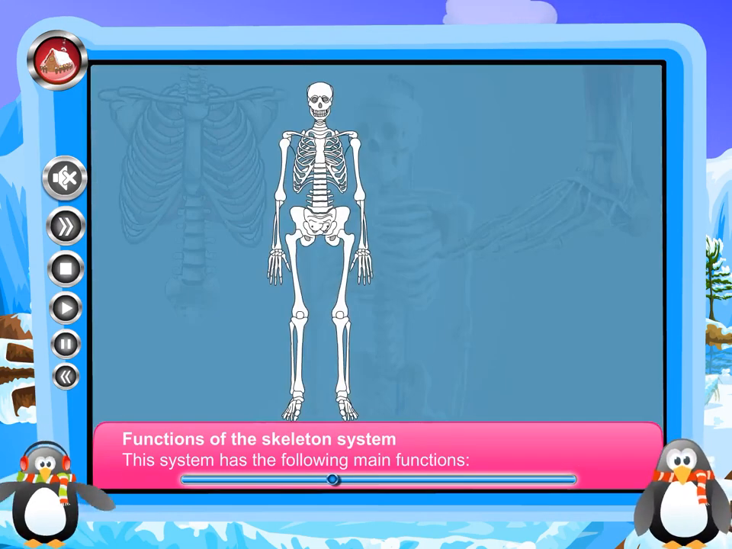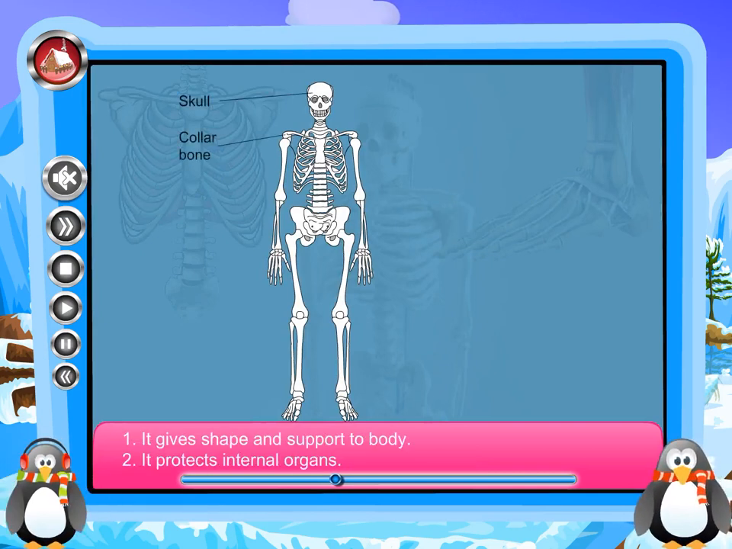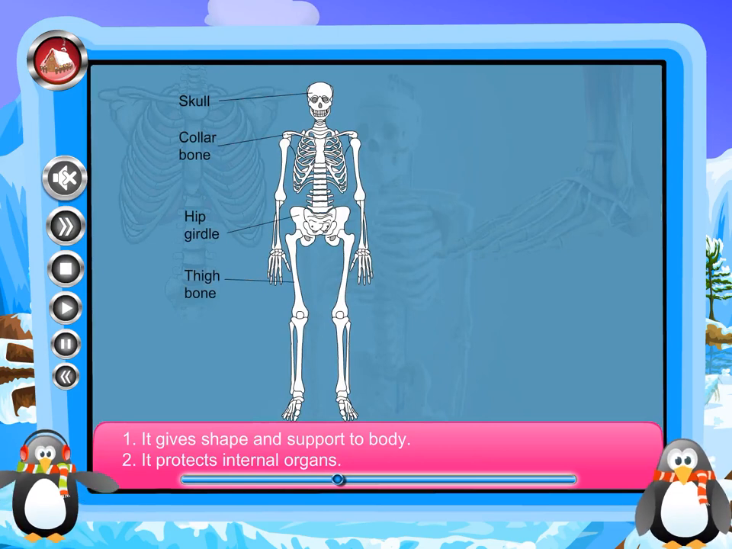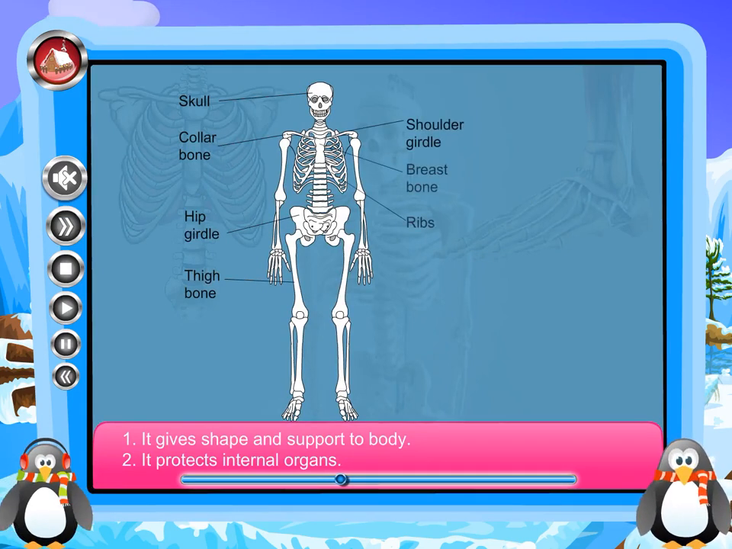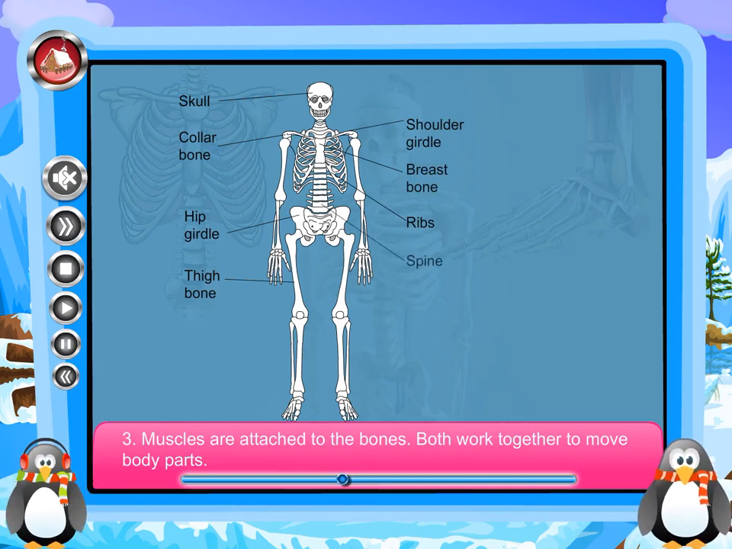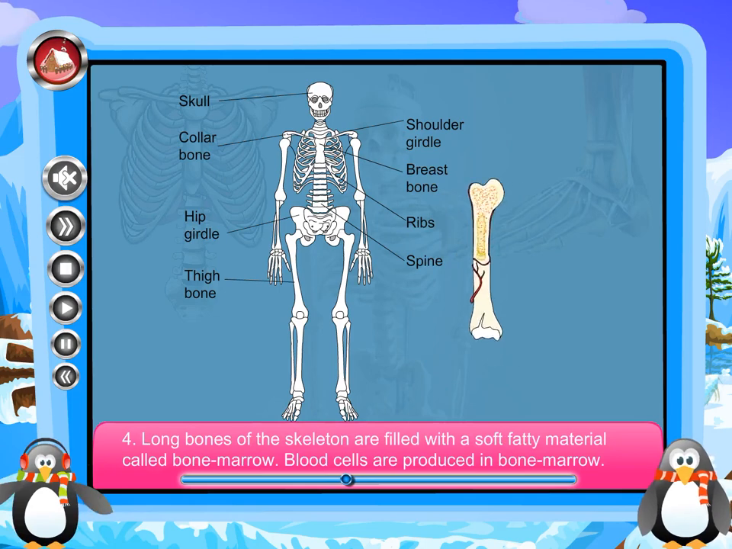Functions of the skeletal system. This system has the following main functions. It gives shape and support to the body. It protects internal organs. Muscles are attached to the bones. Both work together to move body parts.